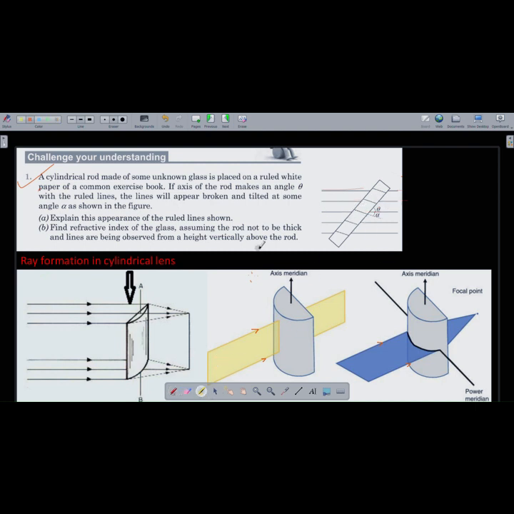If we see, this is the line. This should be the line. The line should move like this. Should move like this. But as you can see, the line is tilted in the cylindrical lens.